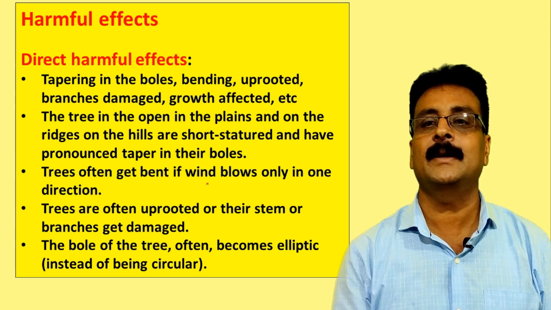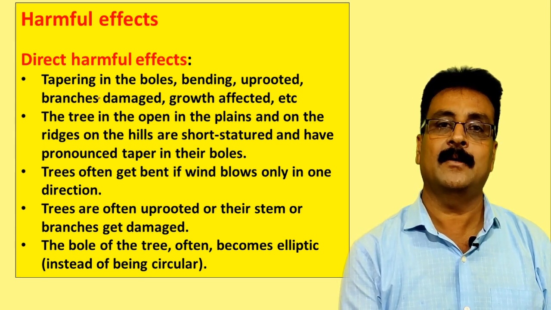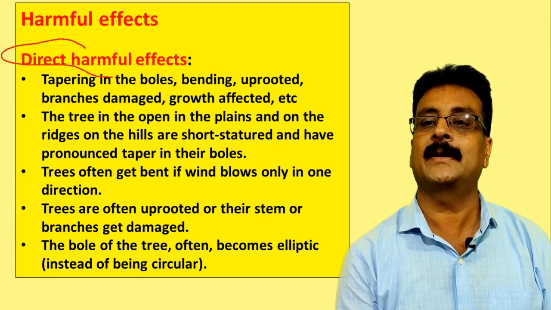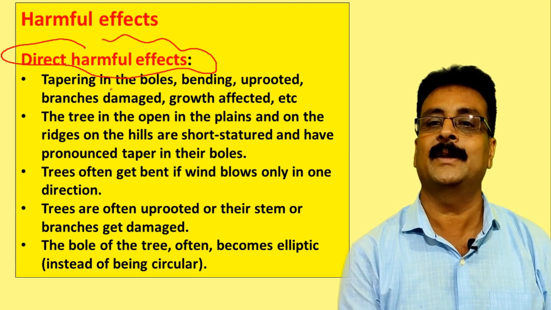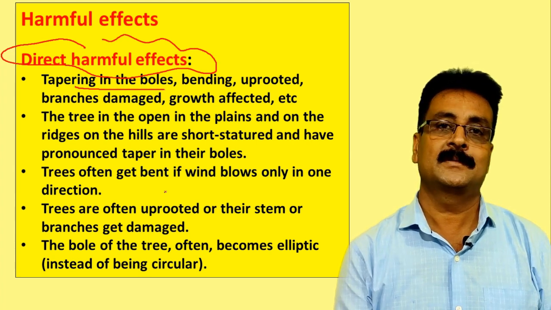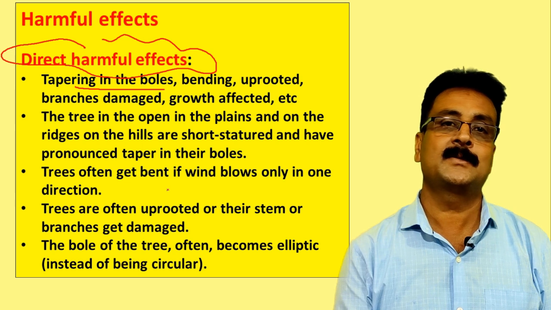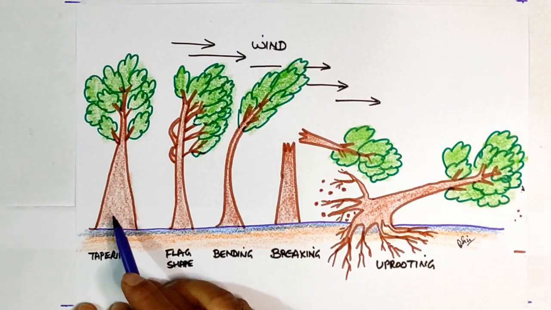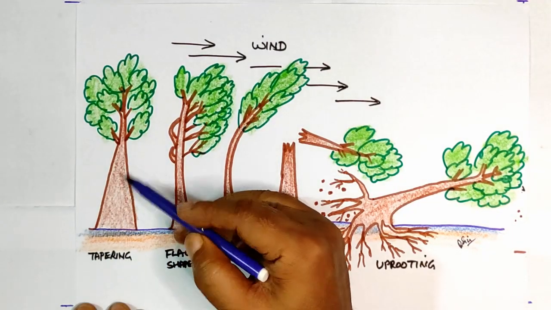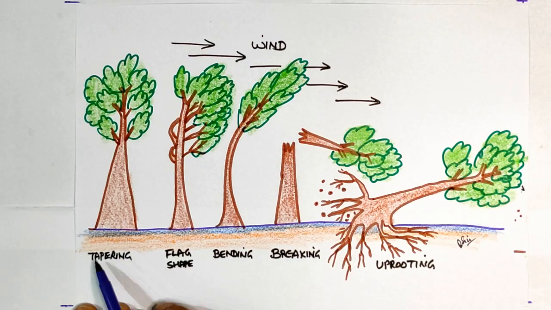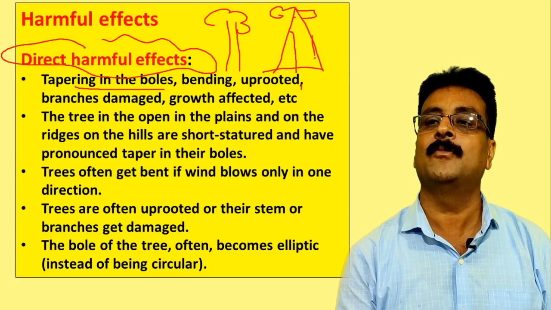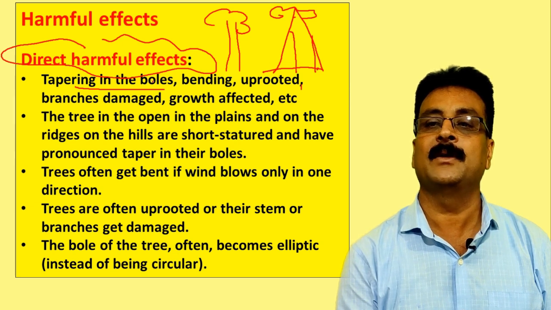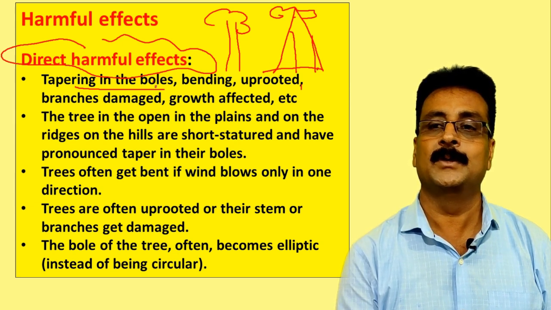What is the harmful effect? There are some direct and indirect harmful effects. Let's understand the direct harmful effect of wind. Tapering of boles. I explained in my previous lecture about the form factor. Form factor is the shape of a tree. So this is tapering of a tree. Instead of a cylindrical tree, it becomes tapered. Taper is not a good quality because we have less volume of wood here. So wind causes tapering of the boles.